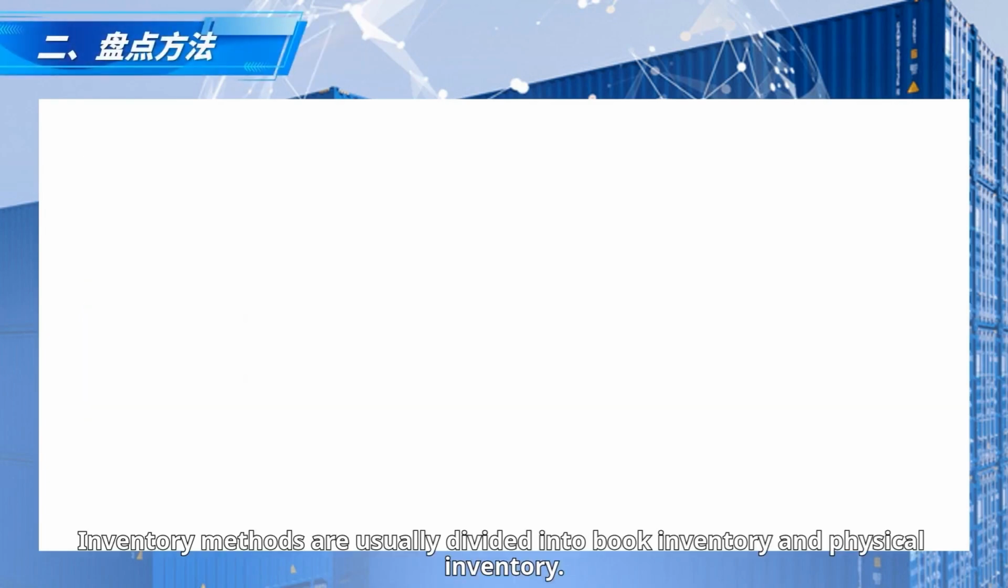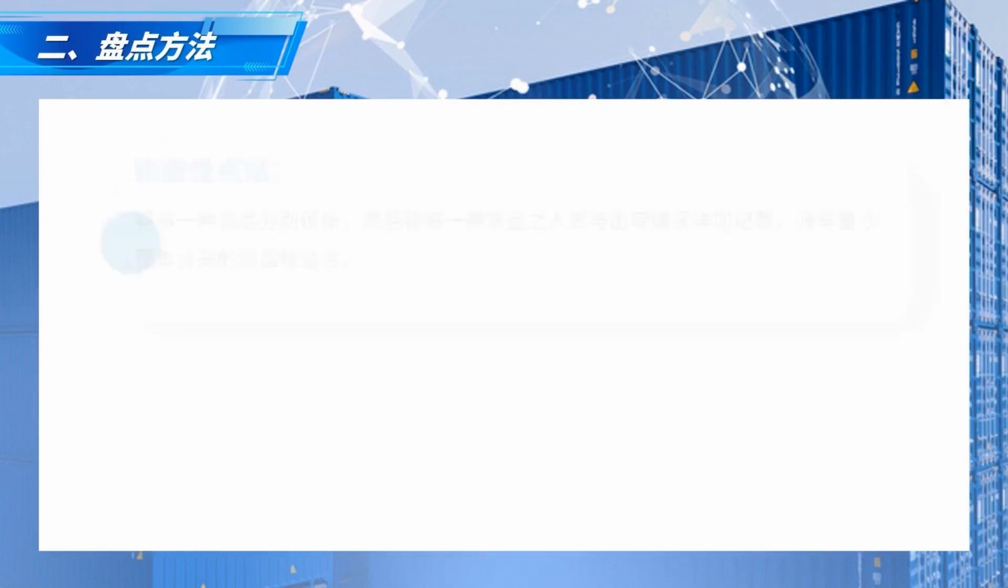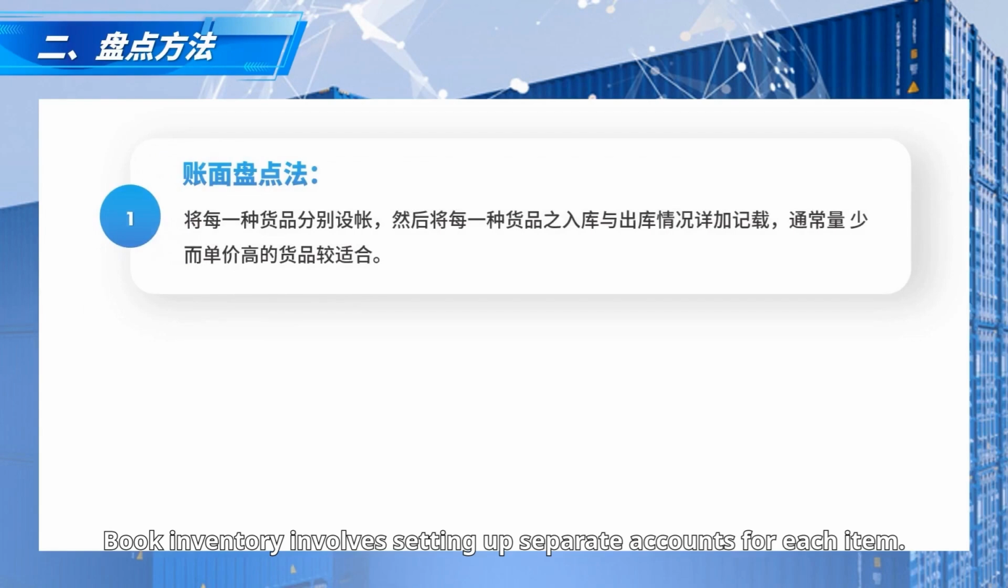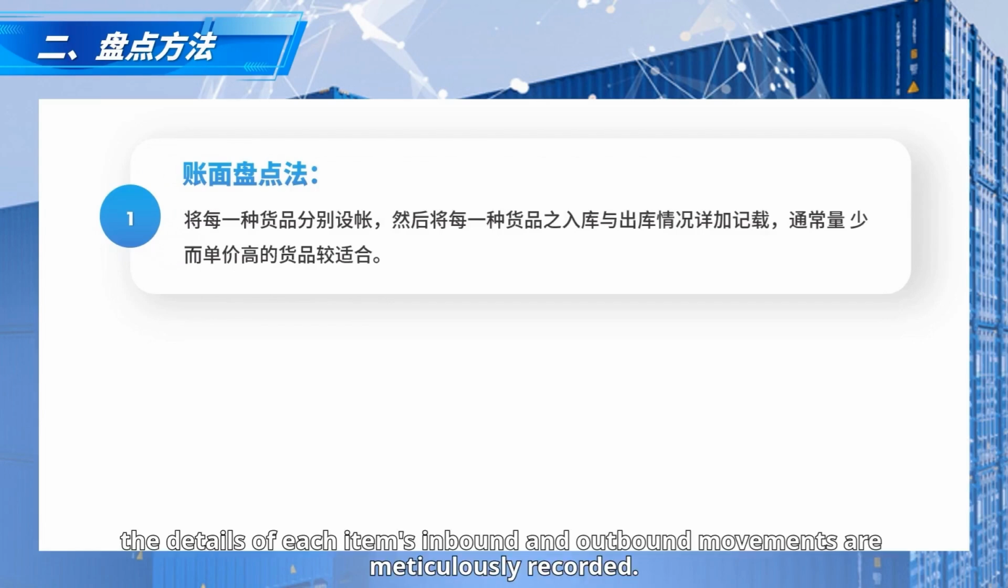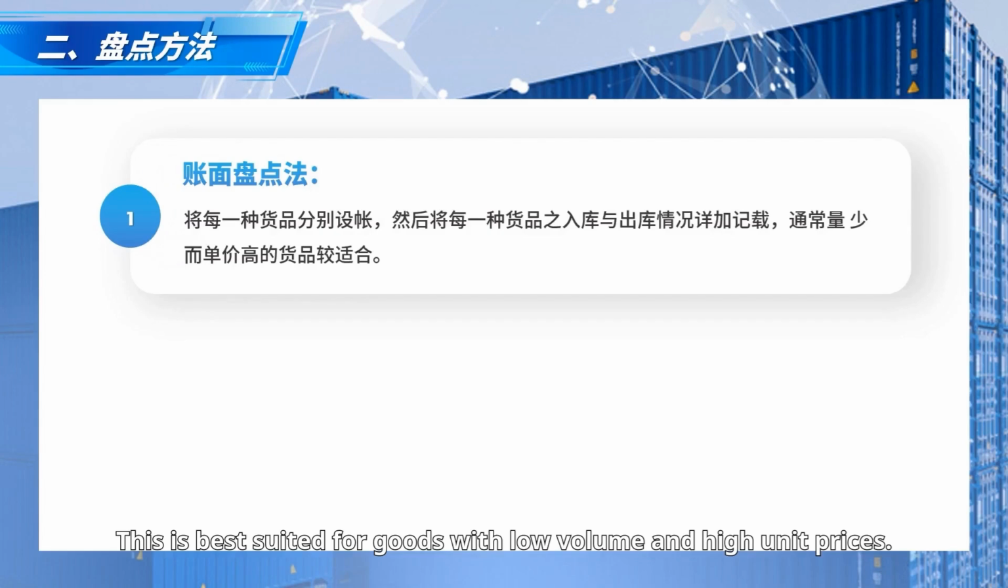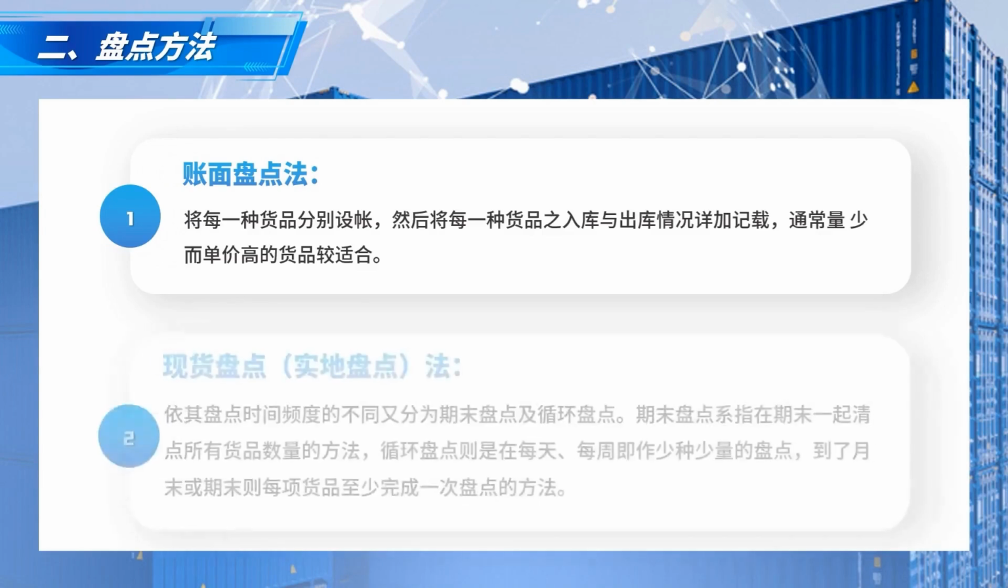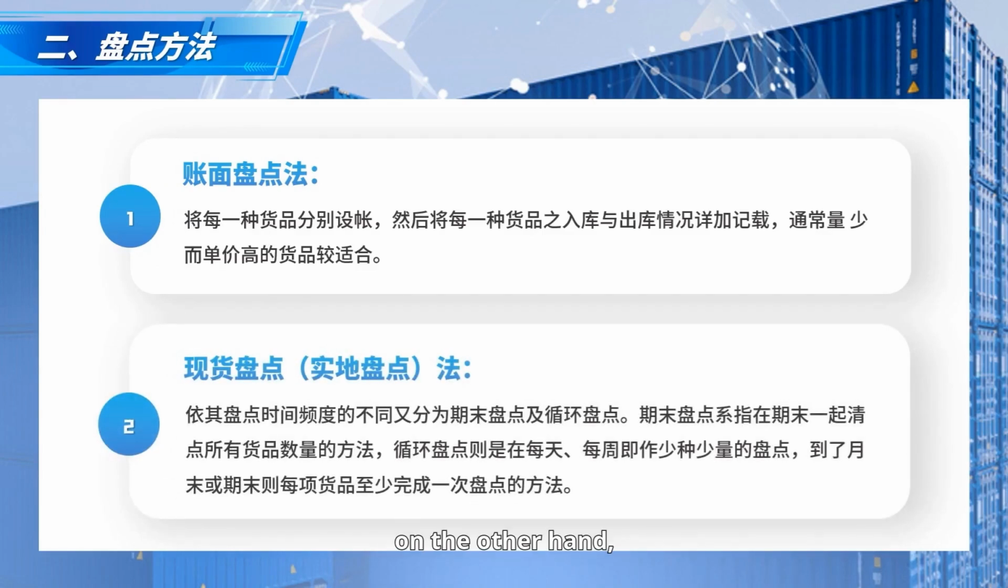Inventory methods are usually divided into book inventory and physical inventory. Book inventory involves setting up separate accounts for each item. Then, the details of each item's inbound and outbound movements are meticulously recorded. This is best suited for goods with low volume and high unit prices. Physical inventory, on the other hand, is based on the timing of the count. It's divided into year-end inventory and cycle counting.